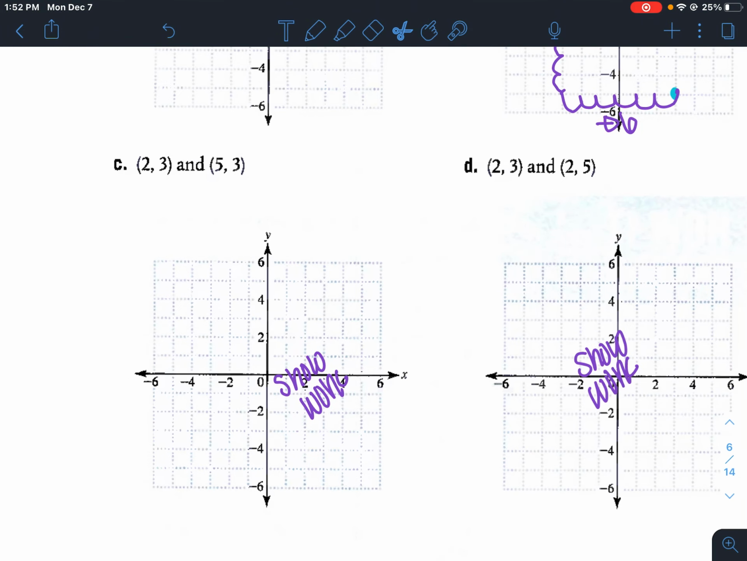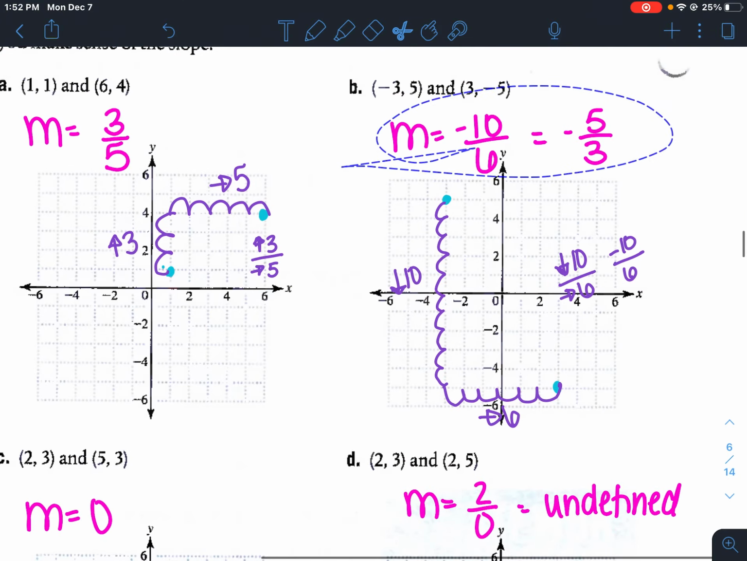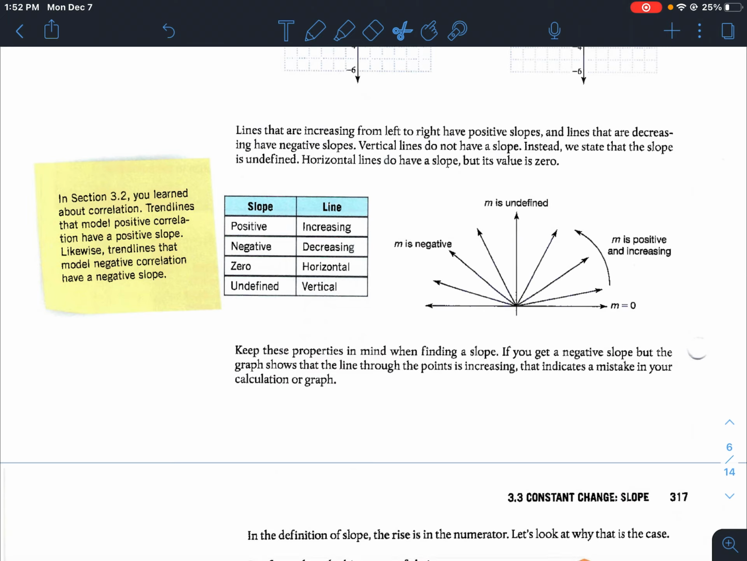Okay, for the next 2, I'm not going to go through them with you. I want you to actually show your work. But the slope on C is going to be 0, and the slope on D is going to be undefined. I want you to just draw those 2 points and calculate like I did.